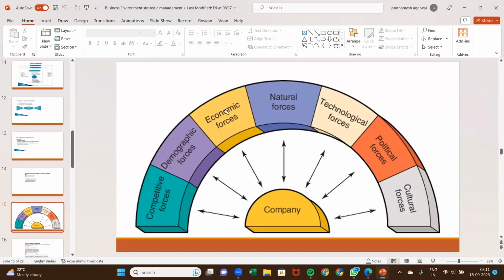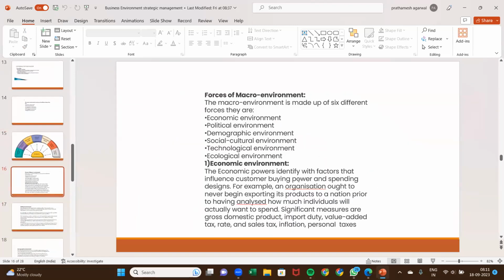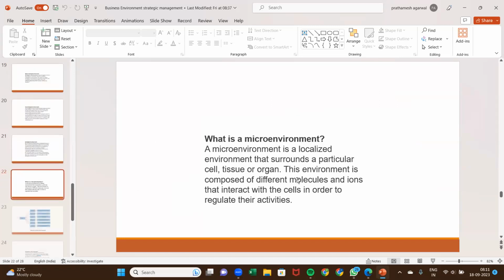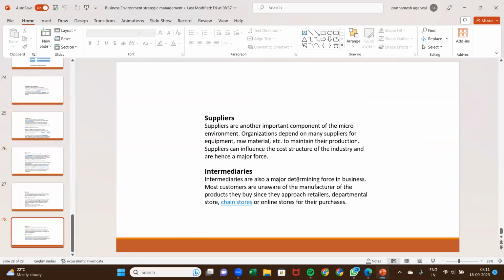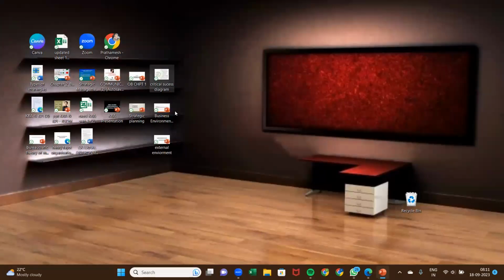Now just see, the company has to deal with all competitive forces, demographic forces, economic forces, natural forces, technological forces, political forces, and cultural forces. All right. Now, the internal environment of the organization can be taken care of. We are dealing more with the external environment.